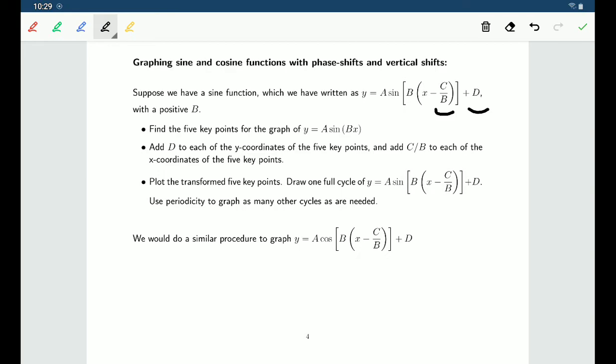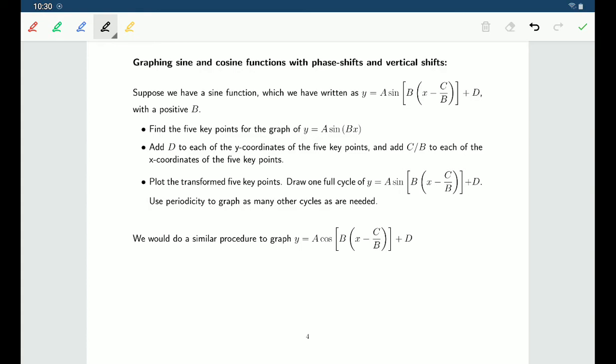Of course, keep in mind that c over b could be positive or negative. If it's a shift to the right, it's a positive c over b. If it's a negative value for c over b, it's a shift to the left. And same thing for d. If it's a positive value for d, we're shifting upwards. And if it's a negative value for d, we are shifting downwards. So once we've taken our 5 key points and adjusted them for the phase shift and vertical shift, plot those 5 points, connect the dots, and then use periodicity to make another cycle if you need one.